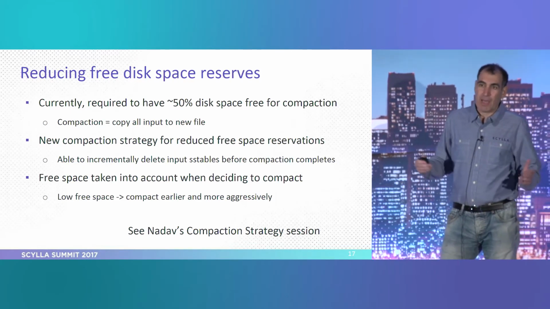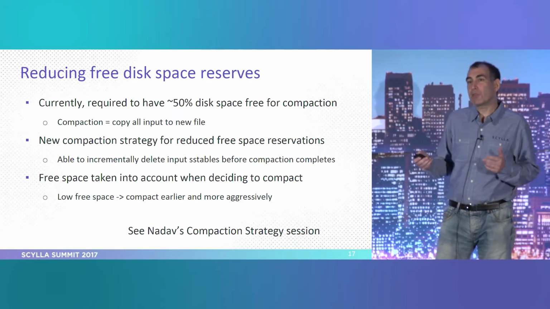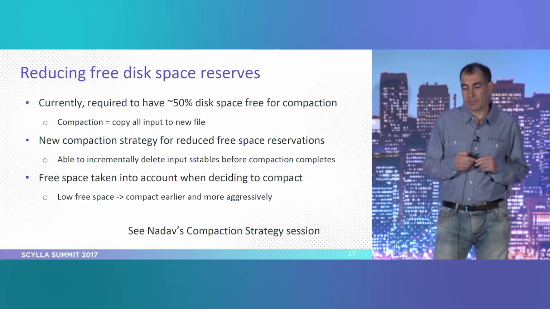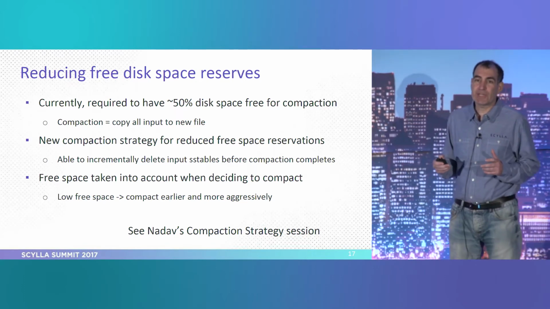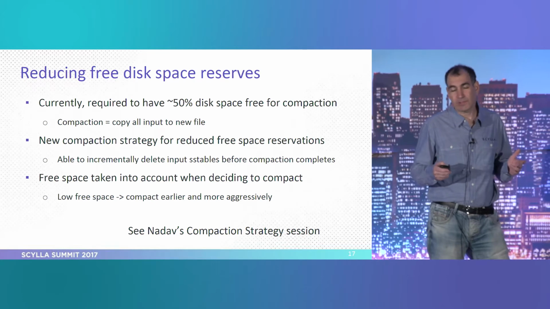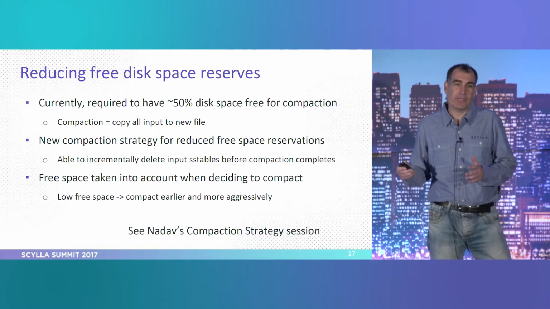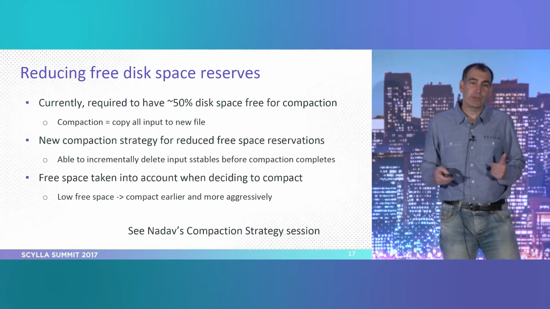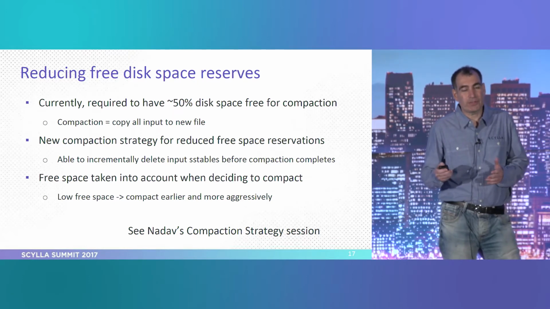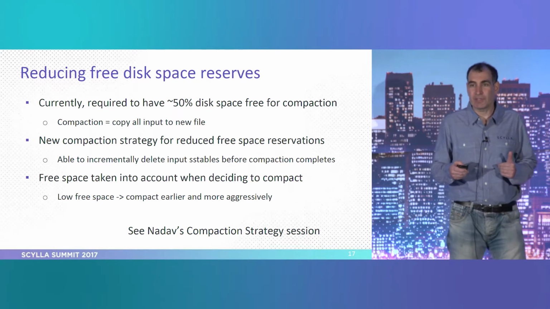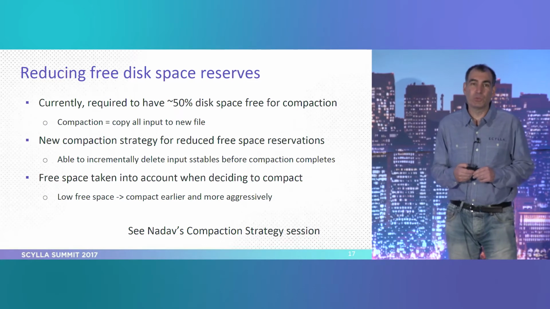So adding more disk is one way to increase the data under management, but another way is to make it more efficient, to make better utilization of the disk space that you have. Right now, you need about 50% of free space on your disks in order to have room for compaction. So compaction is a process that reads all of the data in the system, merges it together, and spits out a new file containing that data. And by its nature, it temporarily doubles the amount of data that the system uses. So you need 50% free disk space to have some room for that operation.